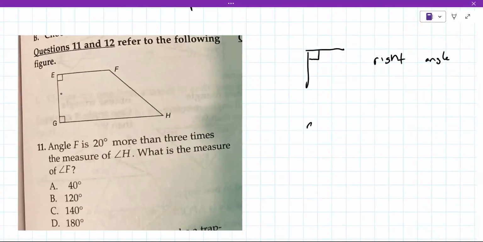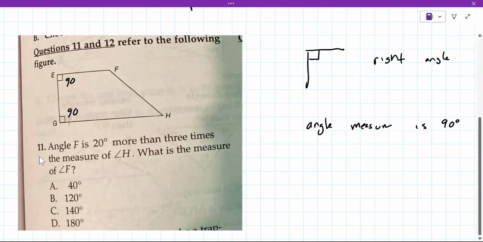And the angle measure is 90 degrees. So you can really even write that. You can write 90 and 90 for that.